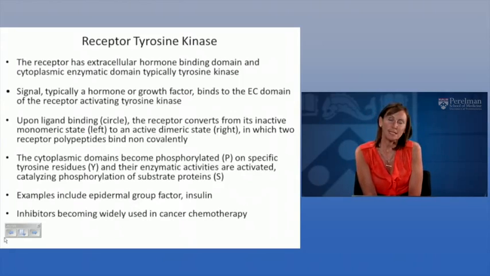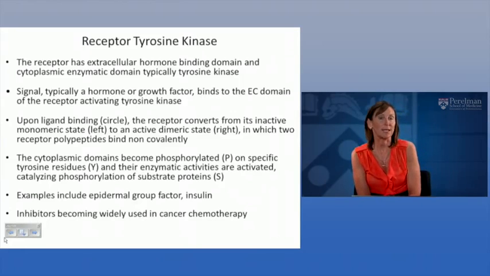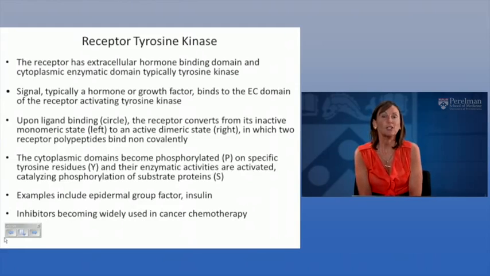So to describe this in the same manner as I described the previous two types of receptor, this receptor has an extracellular hormone binding domain, a cytoplasmic enzymatic domain, typically a tyrosine kinase. So here the tyrosine kinase is a component of the receptor itself. In the cytokine receptor example, the tyrosine kinase was recruited after receptor activation, so an important distinction.